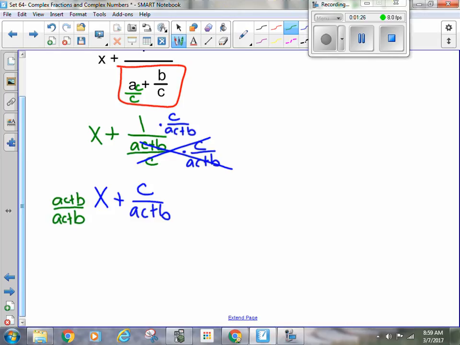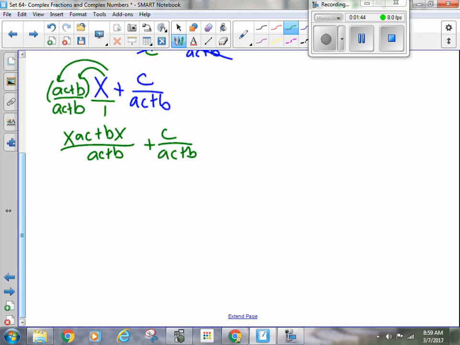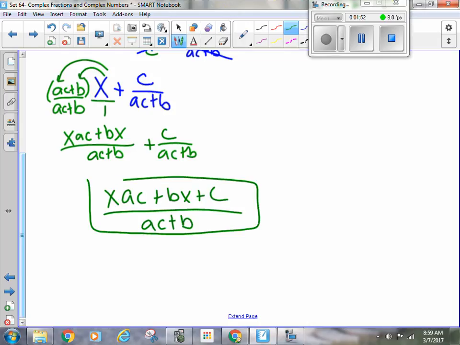Now I'm writing out every single step. You aren't always going to need to write out every single step. Some of you are going to be able to jump right to things like this, and that's just fine. Okay, and since my terms have common denominators, I can write them all over the same thing: X AC plus BX plus C all over AC plus B. This is my answer. It's a little bit longer, but it's not something we can't handle.